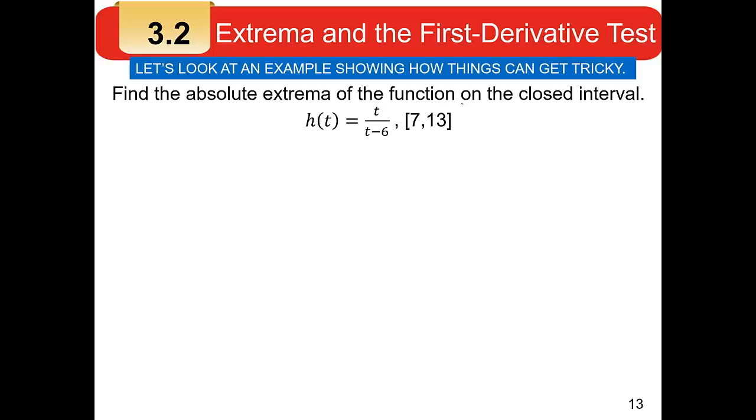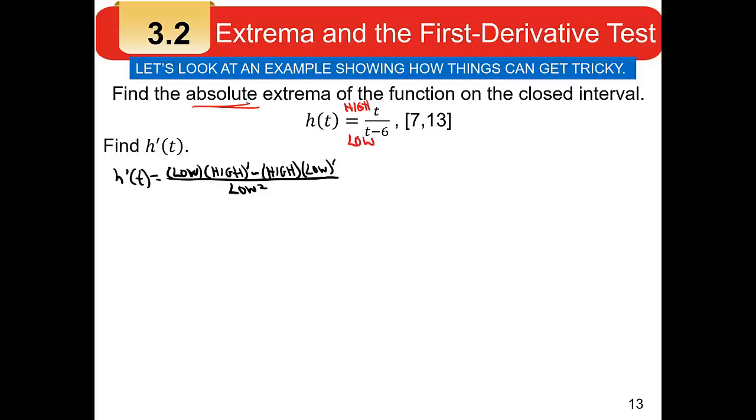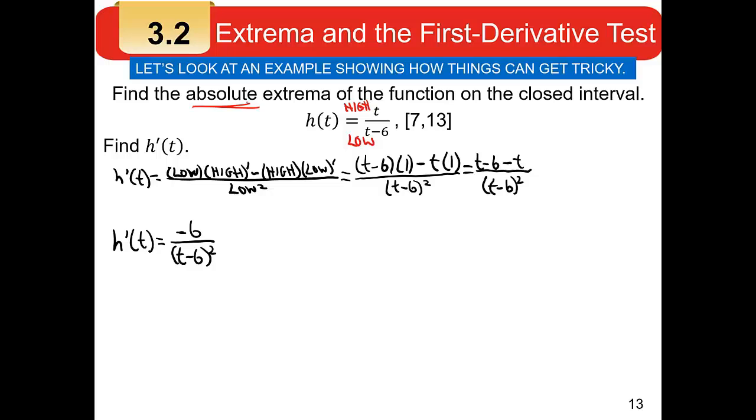H of t is equal to t over t minus 6, and I'm interested on the closed interval from 7 to 13, and I'm looking for the absolute extrema. That means I have to check the endpoints as well. Still go through the process of doing the relative extrema. So that means I need to take the derivative. It's the quotient rule, so you'll do the low d high minus high d low over low squared. And I won't bore you with the algebra, but you'll end up with something fairly simple, minus 6 over the quantity t minus 6 squared.